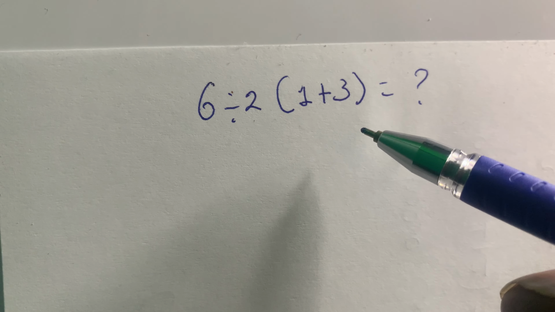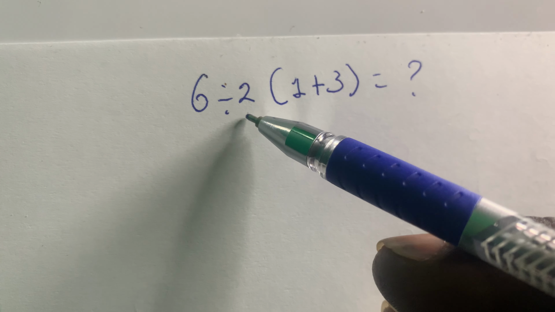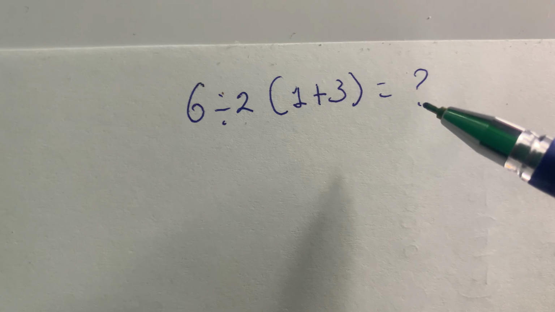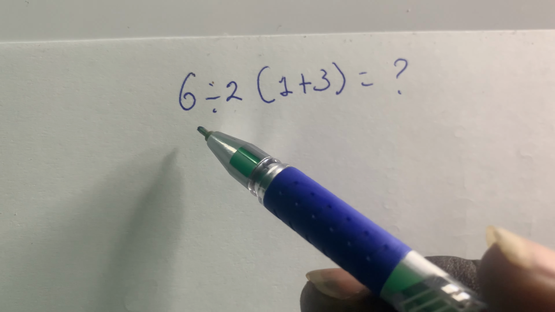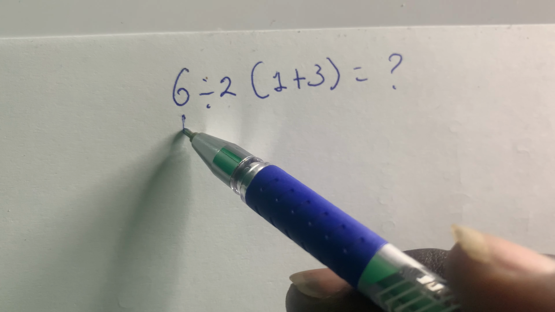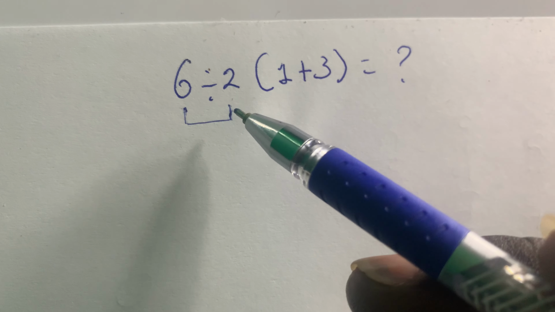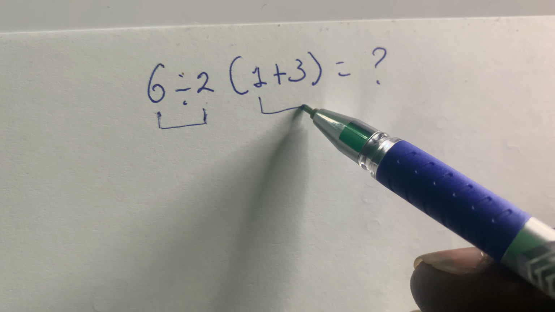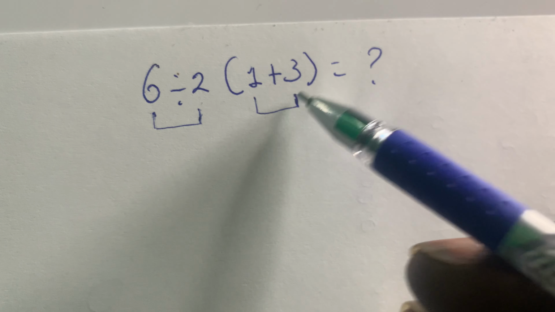This is a problem that we're going to solve. 6 divided by 2 in the bracket 1 plus 3 is equal to what? First things first, we divide 6 by 2, and then we add 1 plus 3.